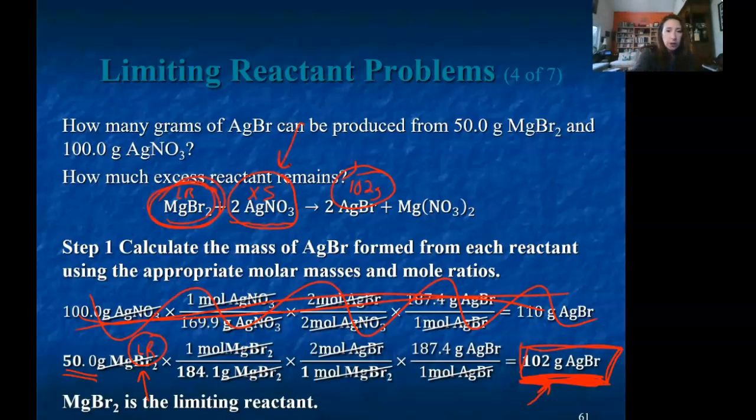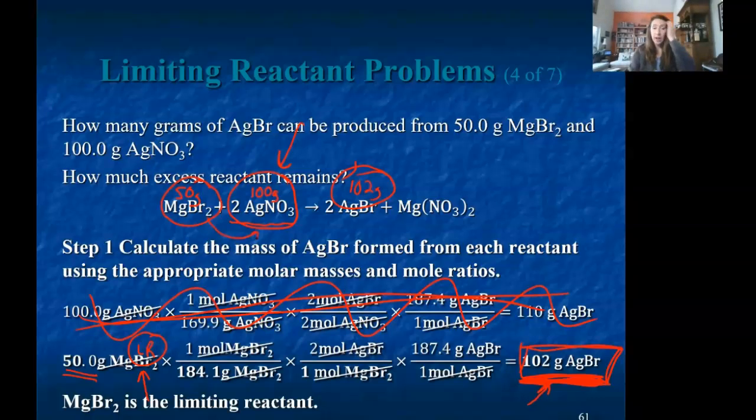Okay, so we started with 100 grams of this, but we didn't use all 100. We want to know how much of it did we use, right? So how much of it did we use? We know that we're going to use all 50 grams of this. So if we use all 50 grams of this, I'm wondering how much AgNO3 is used in that process.